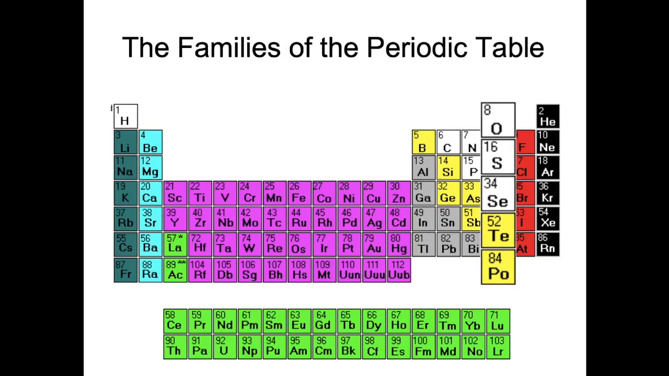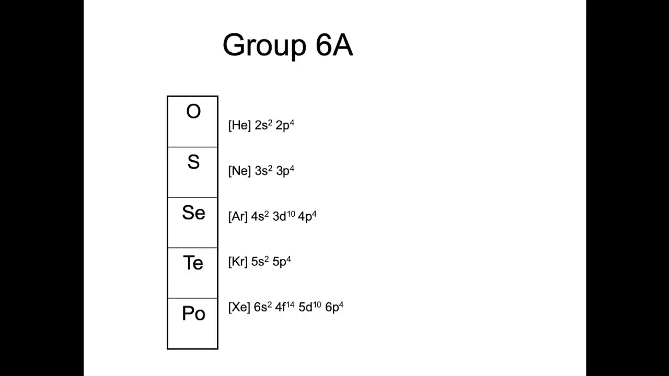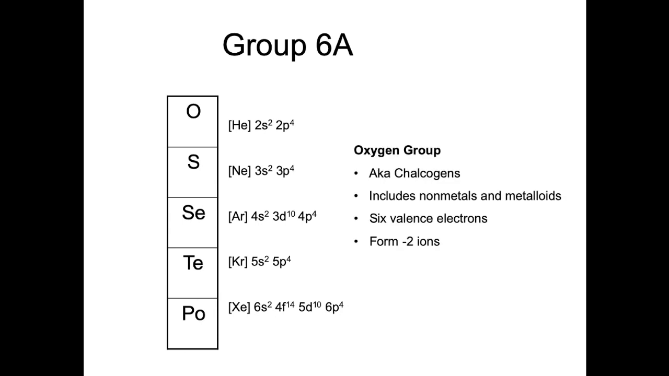Next, let's look at Group 6A, also numbered as 16. Group 6A, their electron configurations all have an s2 and a p4 involved in their outermost electrons. They are called the oxygen group, historically also referred to as the chalcogens. This group includes nonmetals and metalloids. Each element has 6 valence electrons, and they form negative 2 ions.